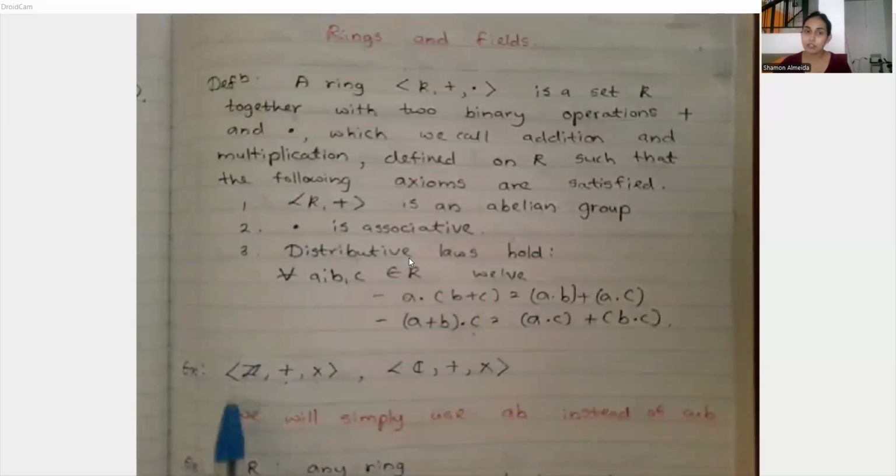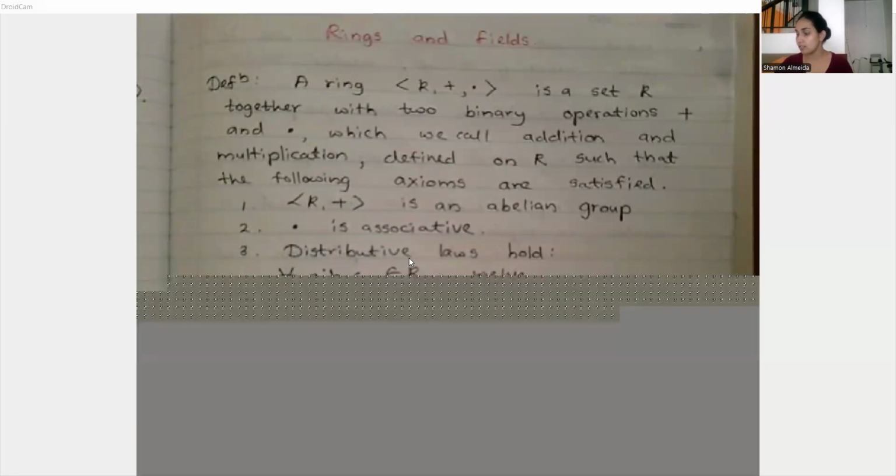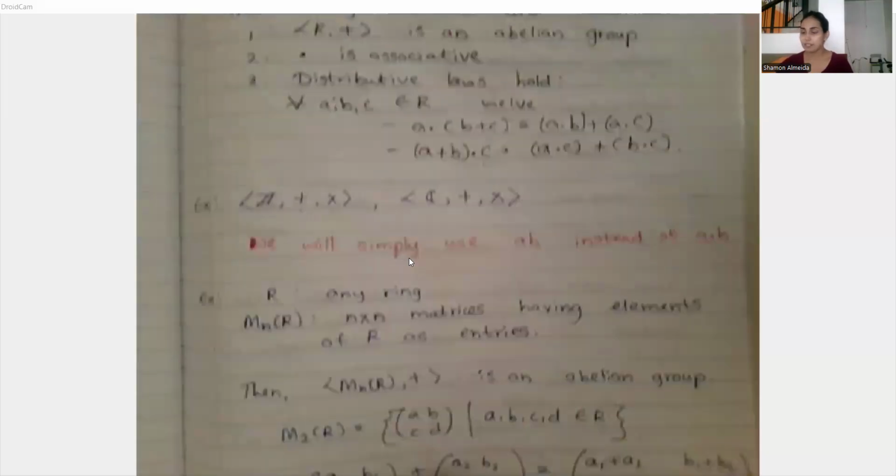Z together with the usual addition and multiplication is a ring. The complex numbers, once again, with the usual addition and multiplication, is a ring. The set of real numbers, even the set of rational numbers under the usual multiplication and addition, they are both rings. And we went over some examples.